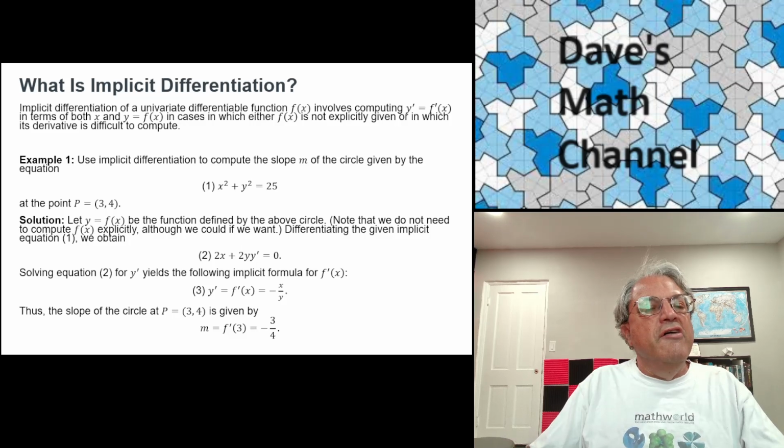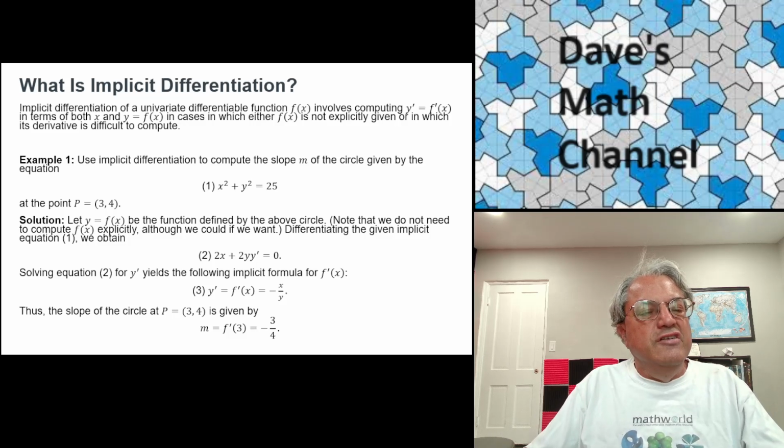But anyway, we want to calculate the slope of this circle at the point P with coordinates (3, 4). I think it's pretty easy to see that the point (3, 4) lies on this circle, because 3 squared plus 4 squared equals 5 squared, which is 25. It's a 3, 4, 5 right triangle, an easy way to remember that. So anyway, how do we solve this problem?